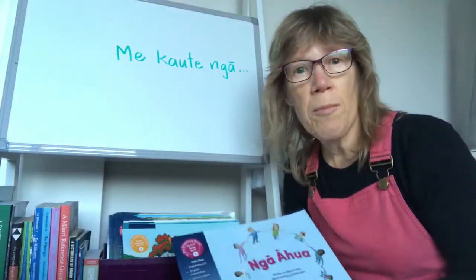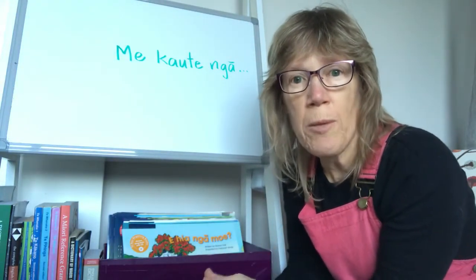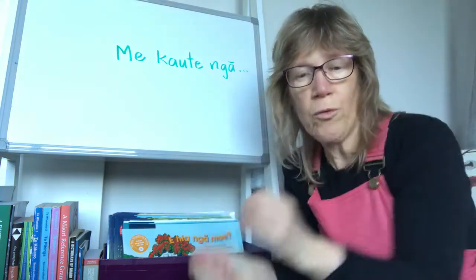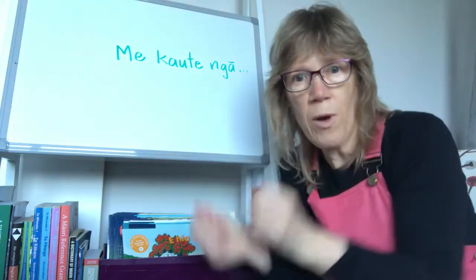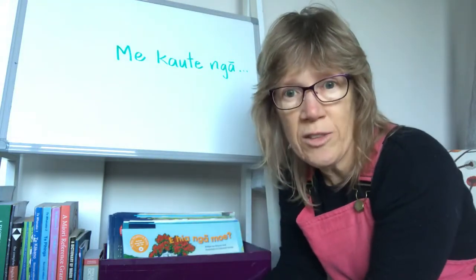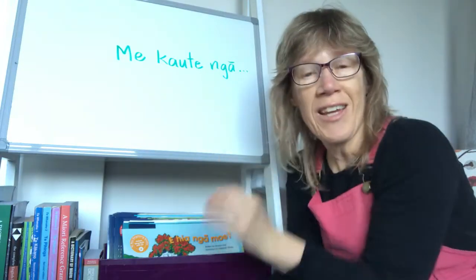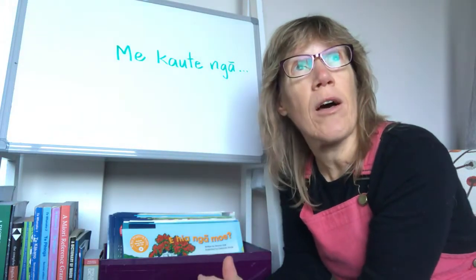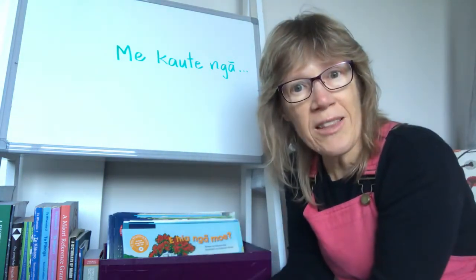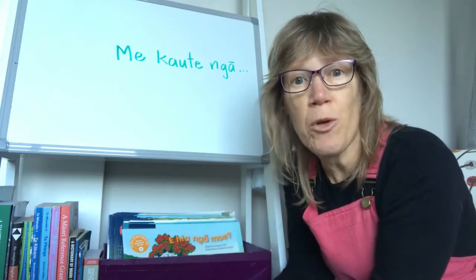You could be talking about counting the shapes if you're talking about the shape words in te reo Māori, such as tapatoru for triangle, or manawa for heart, or porohita for circle, etc. You can look around the room and say me kaute ngā, let's count the tapatoru, me kaute ngā tapatoru, and you can say it like that. So children, you're kind of translating what you're saying.